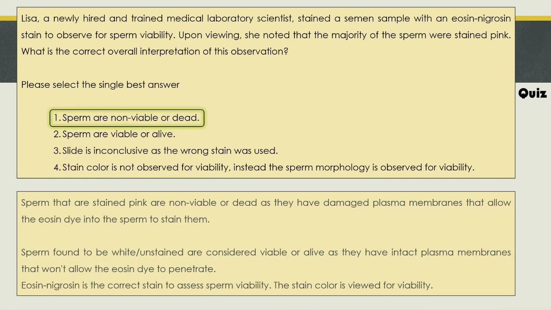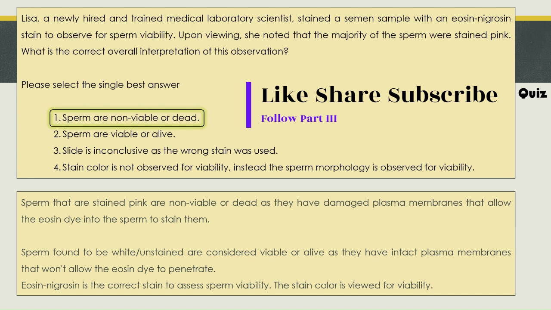The correct answer: sperm that are stained pink are non-viable or dead as they have damaged plasma membranes that allow the eosin dye into the sperm to stain them. Sperm found to be white or unstained are considered viable or alive as they have intact plasma membranes that won't allow the eosin dye to penetrate. Eosin-nigrosin is the correct stain to assess sperm viability. The stain color is viewed for viability.